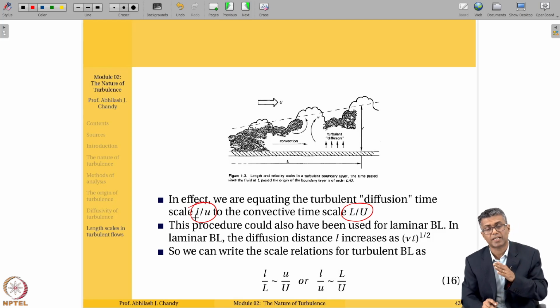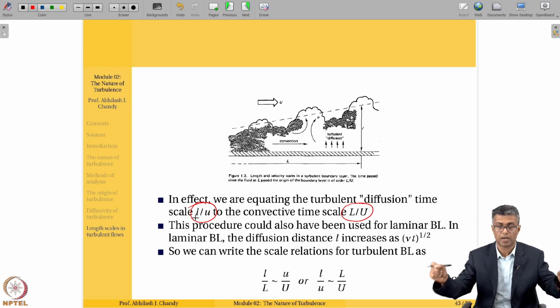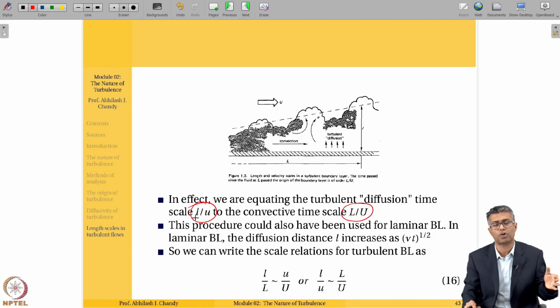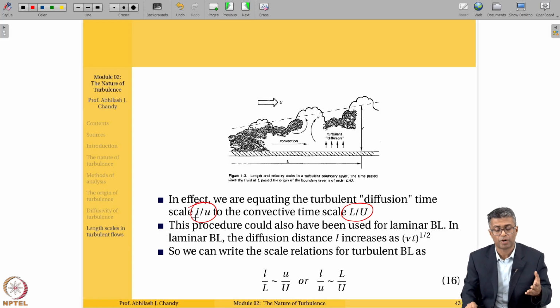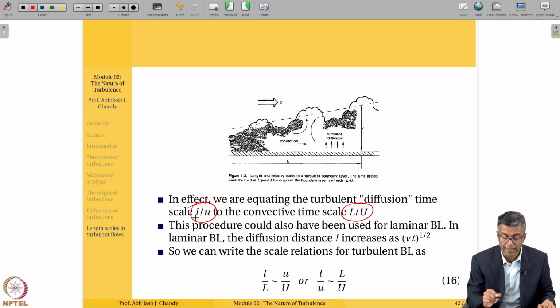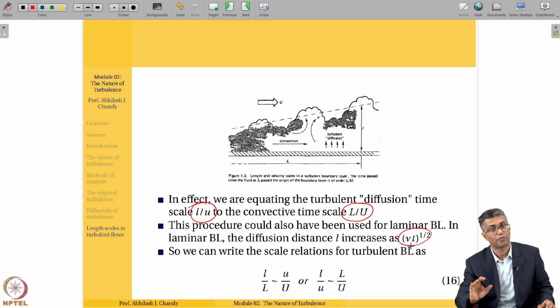Then you have a convective time scale, which is capital L, the large length scale or the length of the plate under consideration, divided by capital U, which is of the order of magnitude of the velocity that is coming onto the plate. You could use the same procedure for a laminar boundary layer, although what we are considering here is a turbulent boundary layer. When you consider a laminar boundary layer, your small l is different. It is not dependent on capital L. It is dependent mostly on diffusion. So that small l increases at a rate of (nu t) to the half for a laminar boundary layer.